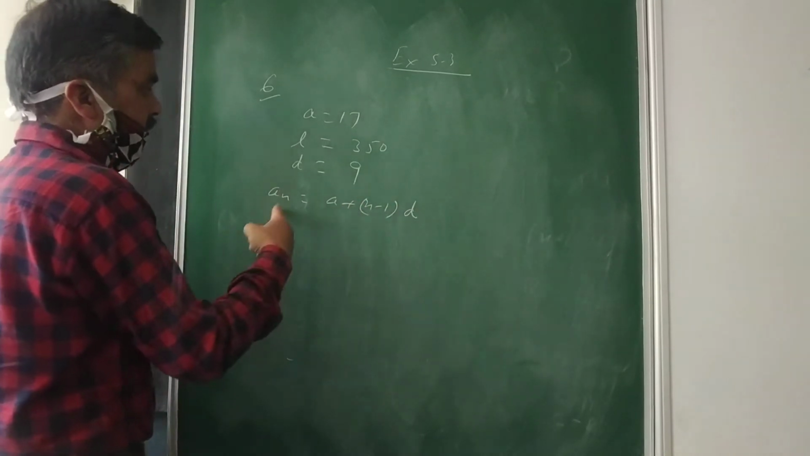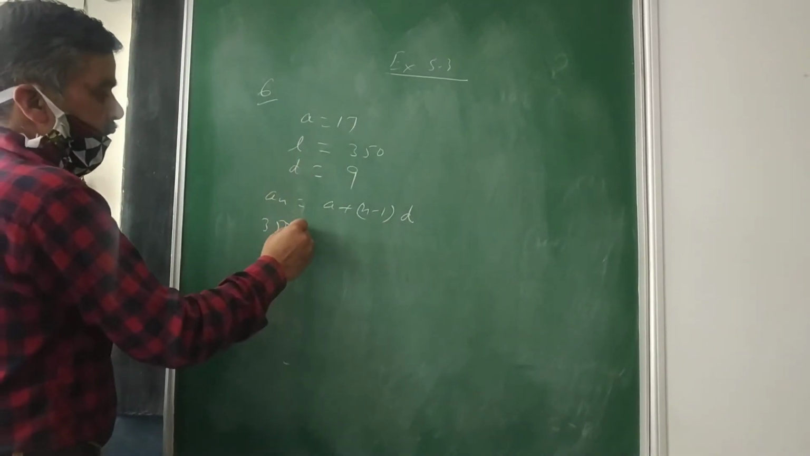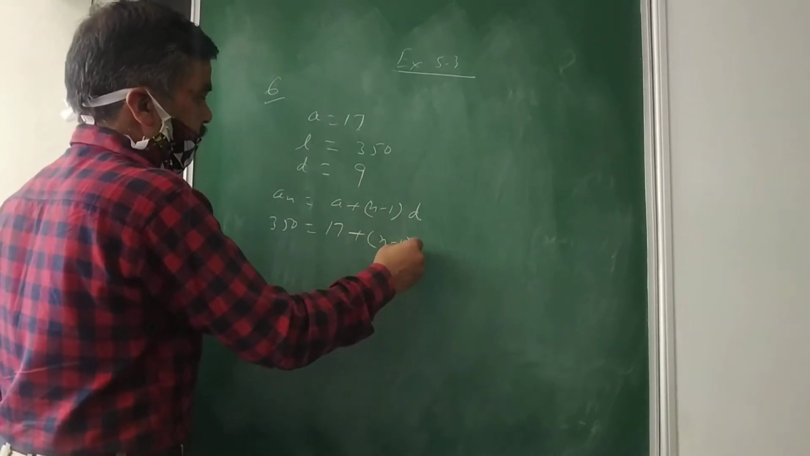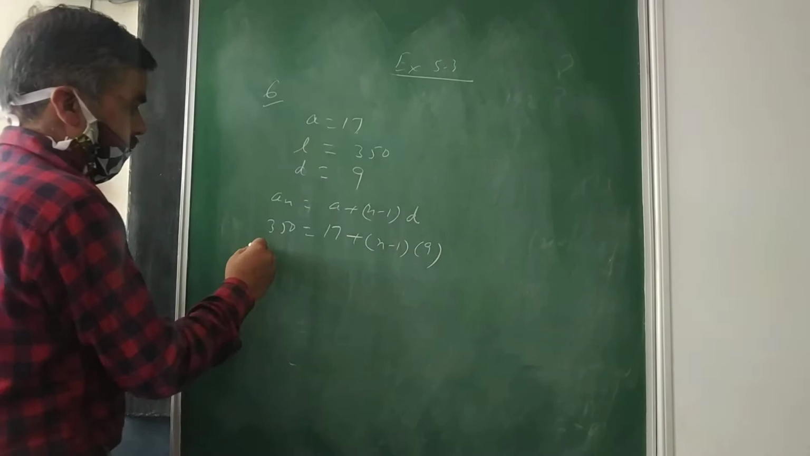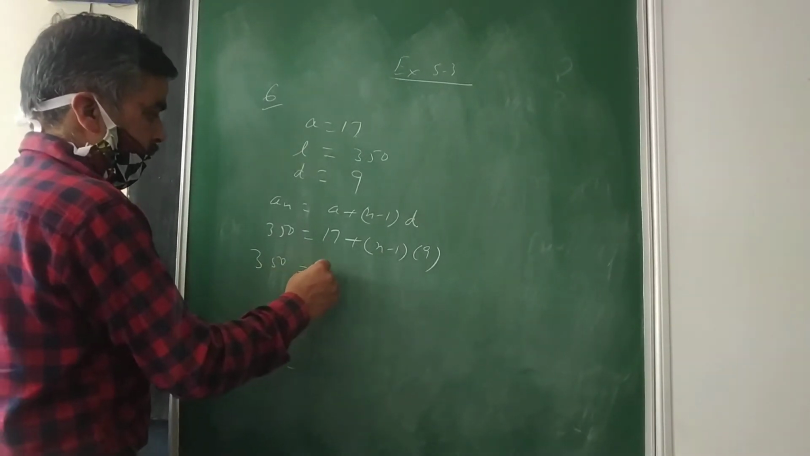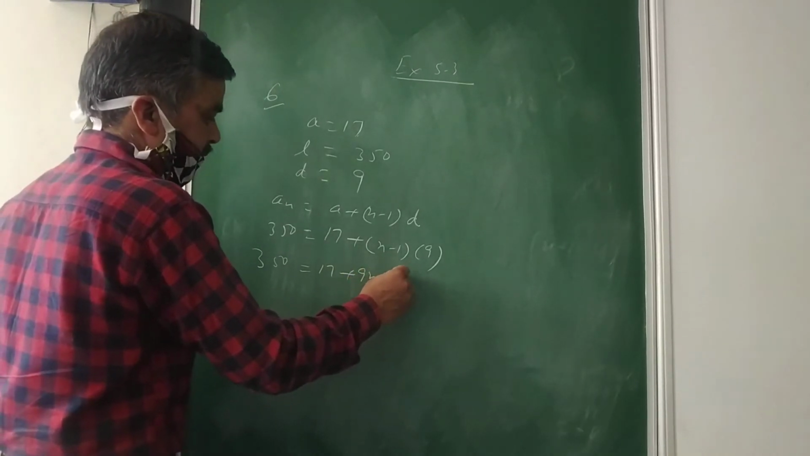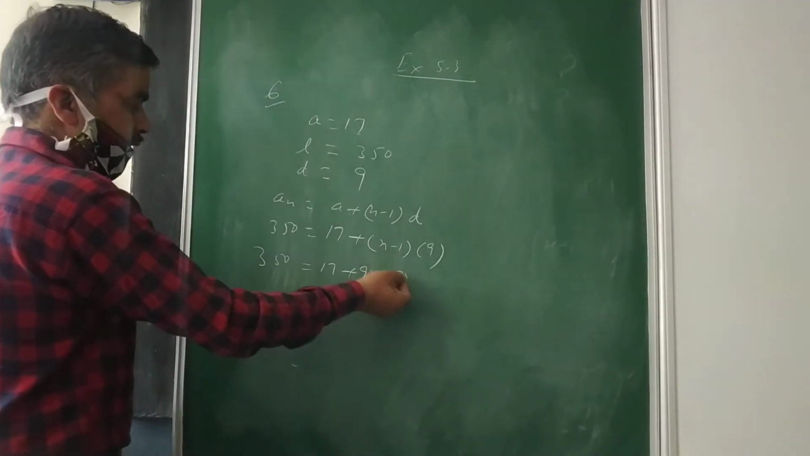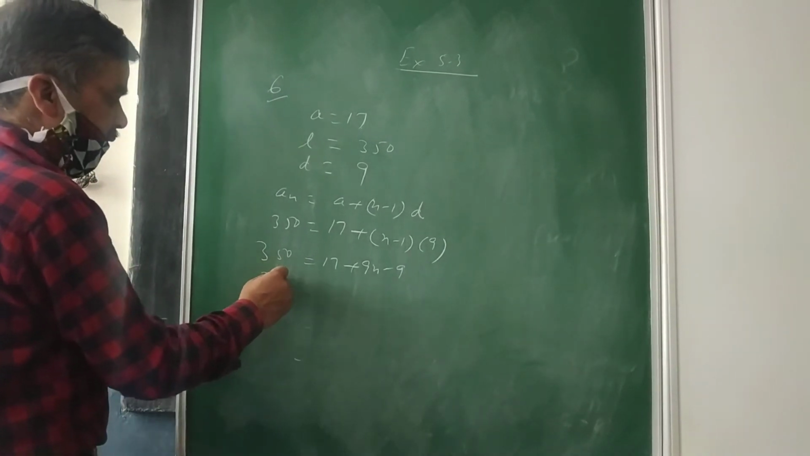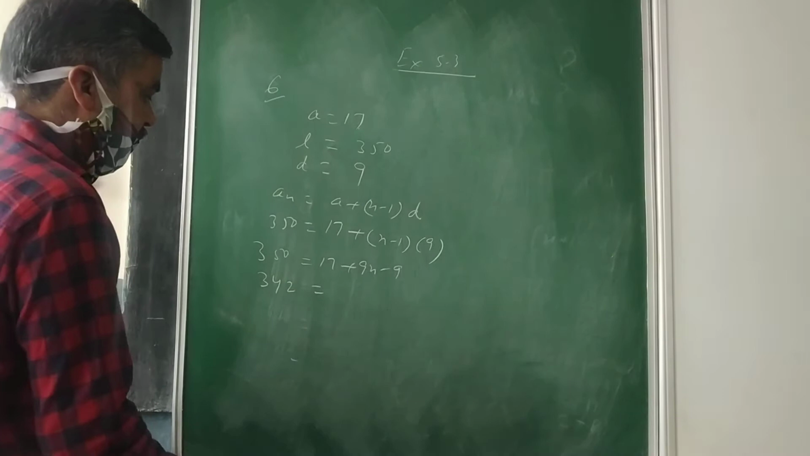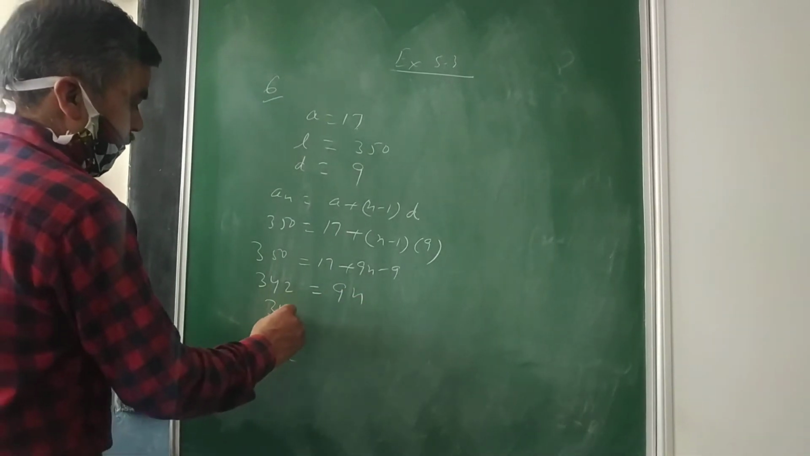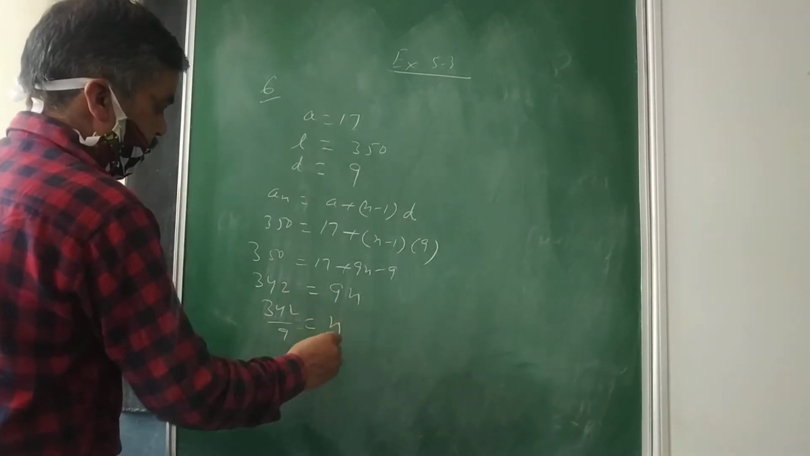A and d are given. An is given, that is 350. So 350 is equal to 17 plus n minus 1 into 9. So 350 equals 17 plus 9n minus 9. 17 minus 9 is 8. 8 you take to this side. 350 minus 8 will make it 342 is equal to 9n. So 342 upon 9 is equal to n.